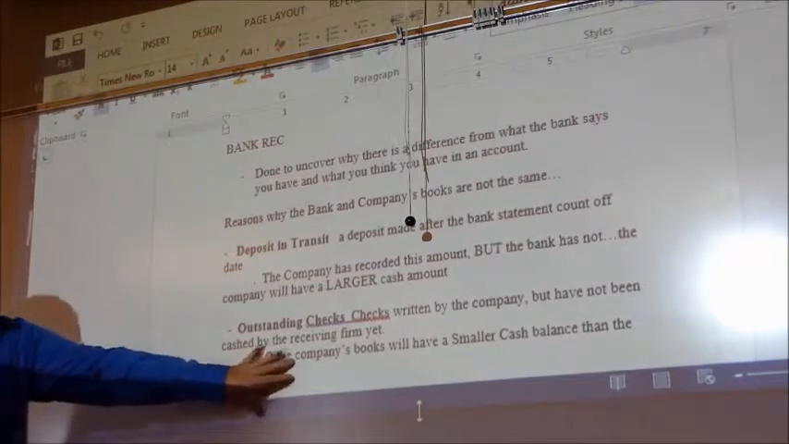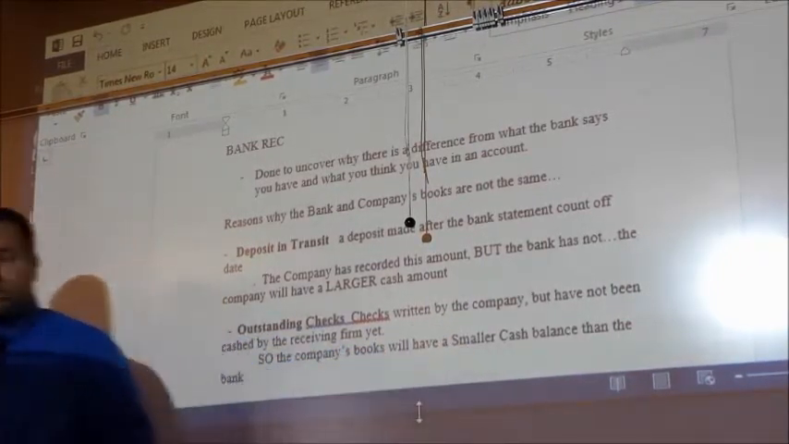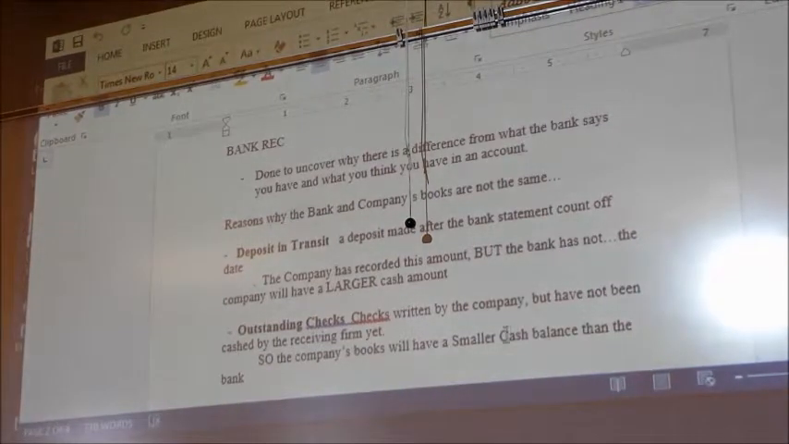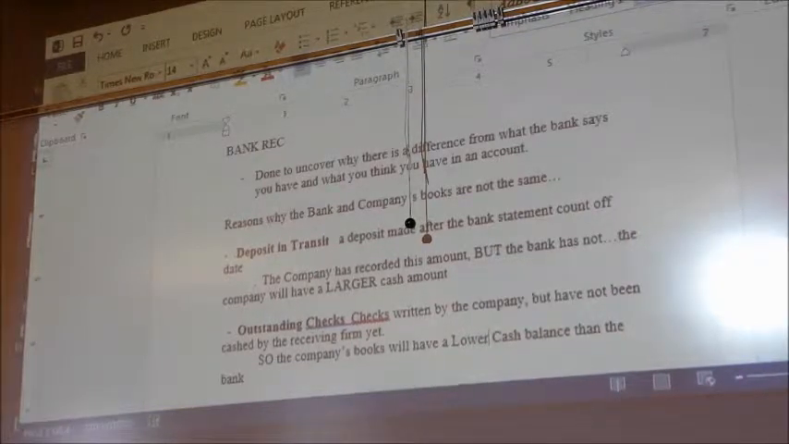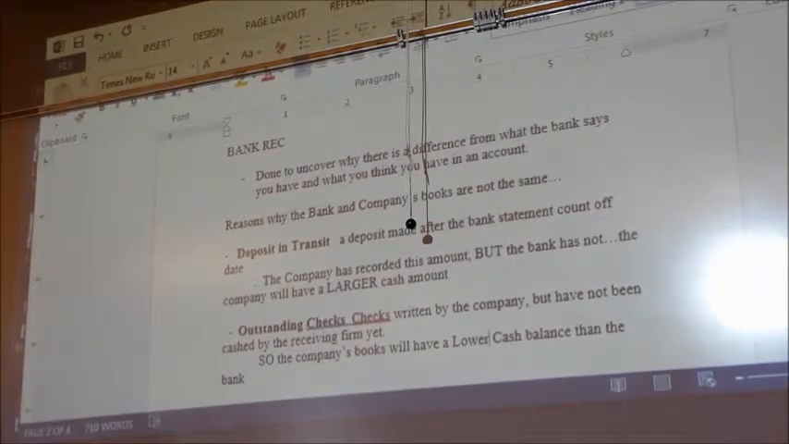Thus, hopefully it makes sense that the company's books will have a lower, I should put lower, not smaller, let me change that wording, lower cash balance than the bank. You have the check written, but the bank doesn't know it.